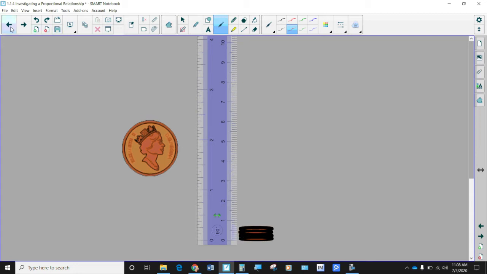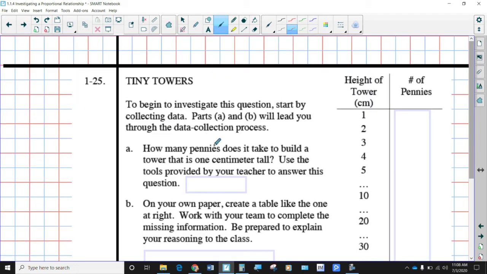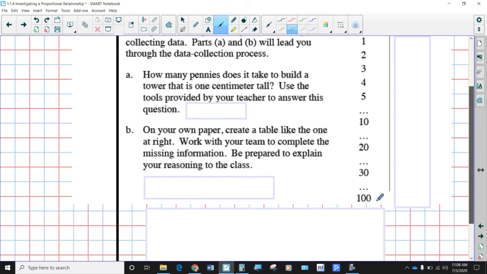So what I'd like for you to do is go ahead, make sure, if you haven't done it already, find that ruler, find some pennies, and start measuring. And you see how this says 5 centimeters, 10 centimeters. You probably don't have a ruler that has 20 centimeters or 30 centimeters. If you've got a meter stick, wonderful.